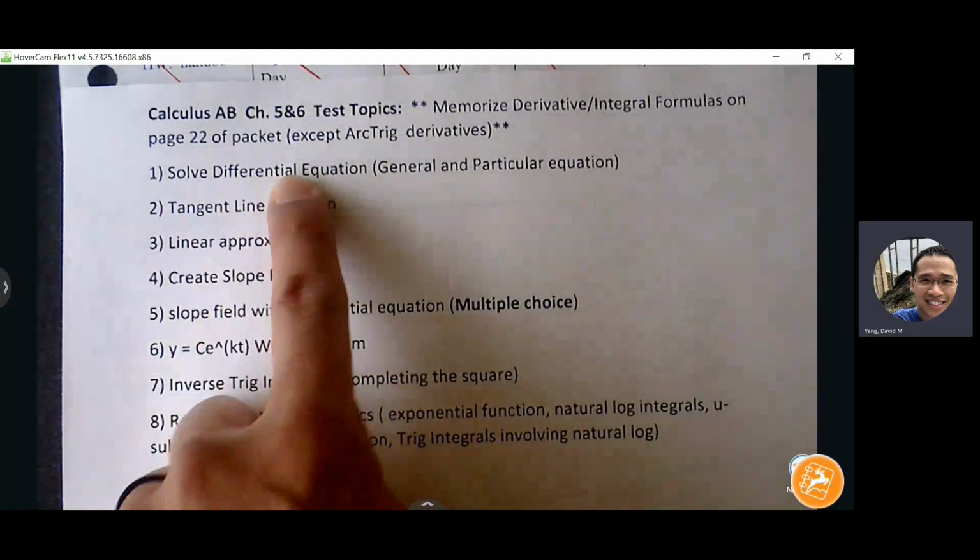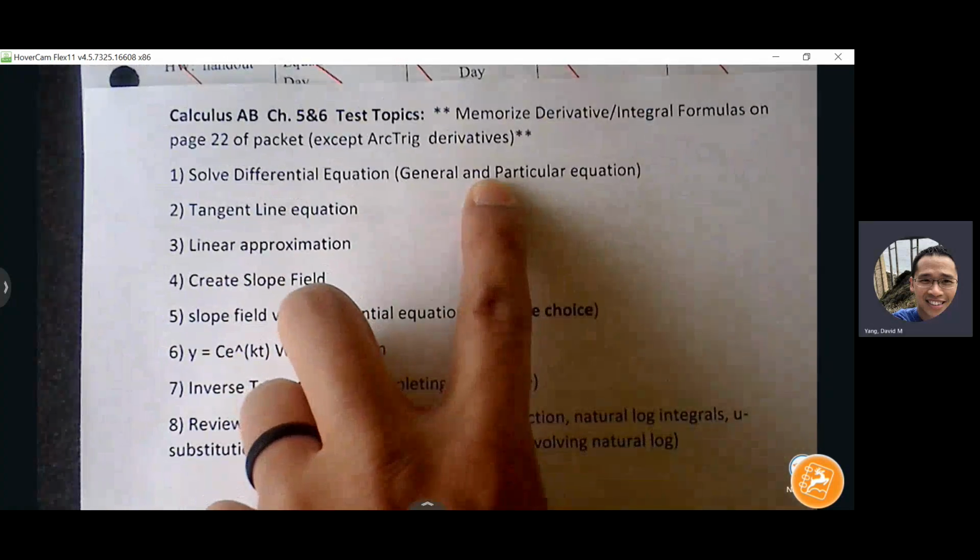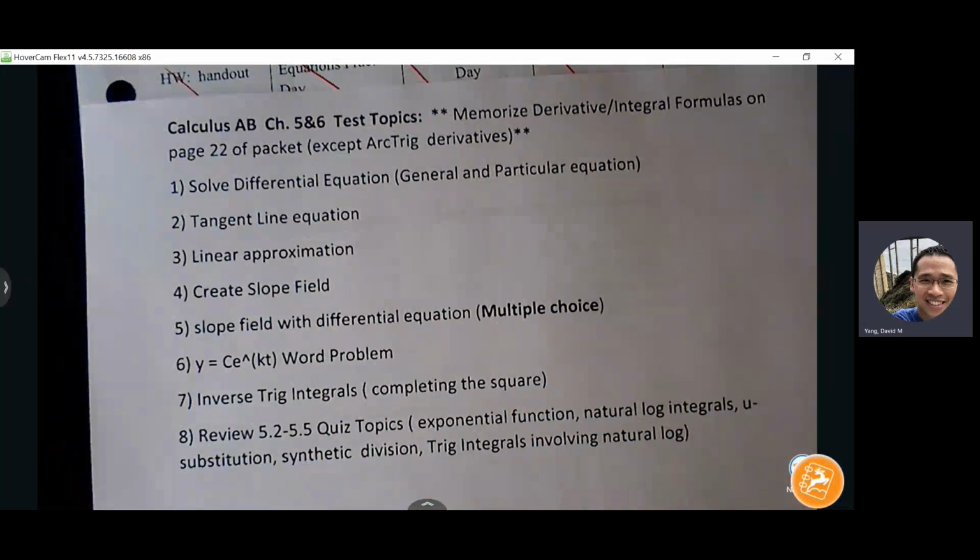memorize. Solving differential equations, general and particular equations. We've been working through that before the break. Tangent equation, linear approximation, creating slope field. We did all that last Friday. Slope field with differential equations, multiple choice. We'll practice a few more of those from the other packet.